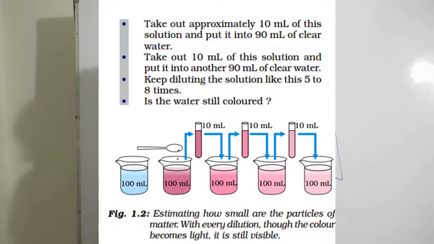Take out approximately 10 ml of this solution and put it into 90 ml of clear water. Take out 10 ml of this solution and put it into another 90 ml of clear water. Keep diluting the solution like this 5 to 8 times. Is the water still colored?